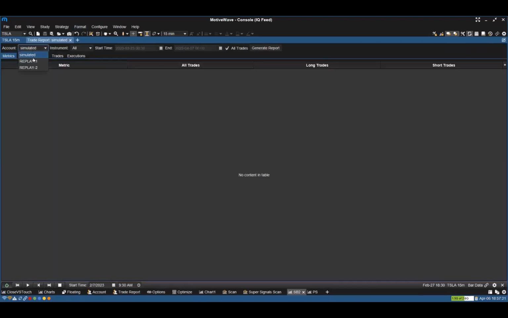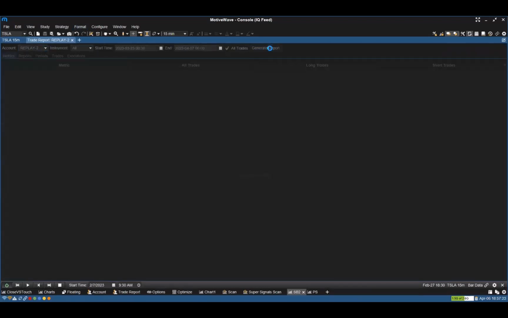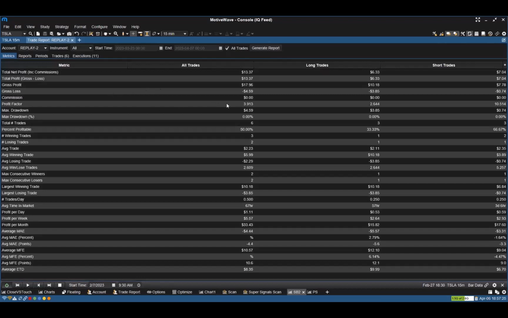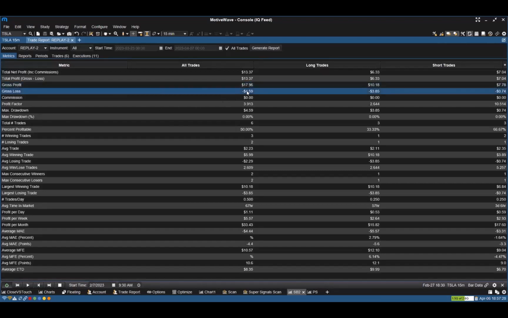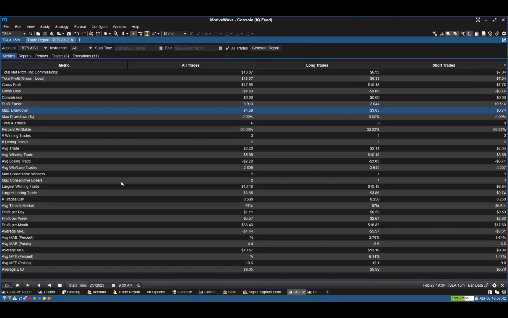I'm going to open up the trade report now and generate a report. And here now we have gross profit of $18, gross loss of around 460. And we have a profit factor now, finally, which on the long side was 2.64. On the short side was 10.514 in this small little sample set. But you can see now how this looks once we have some winners and some losers.